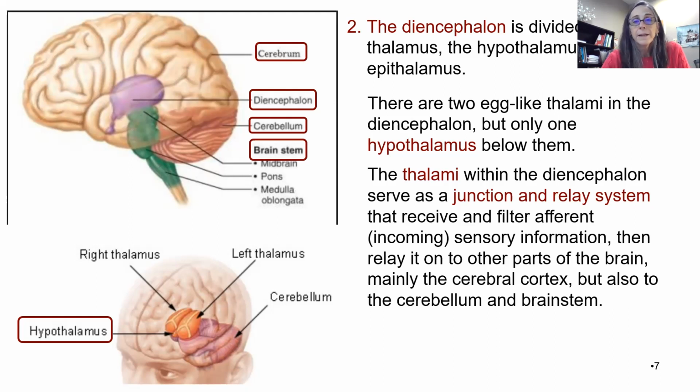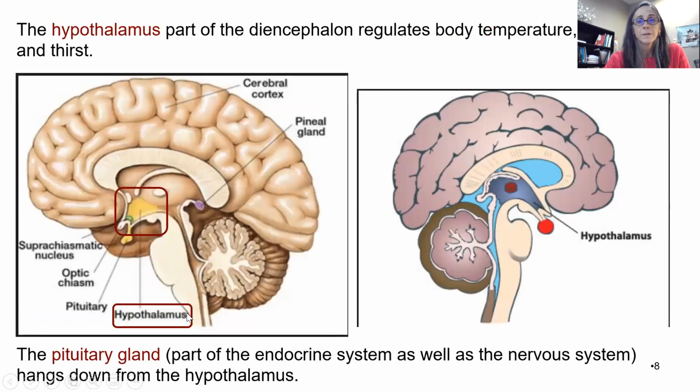And I think that's pretty much it. And I have it all here. Let me see. The hypothalamus regulates body temperature, food intake, and thirst. The pituitary gland is also known as the hypophysis. You'll see that in your lab manual. So let's look at it, because I didn't have the pictures of it before.